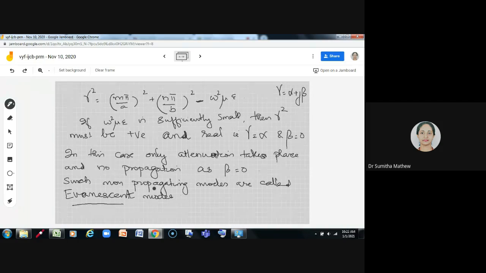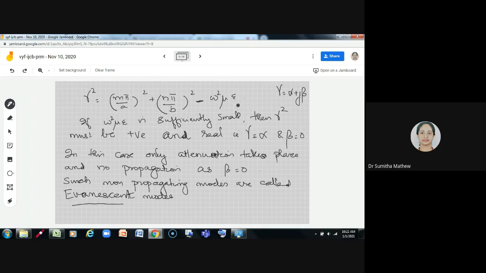Such non-propagators are called evanescent modes. That's the definition of evanescent modes. What are evanescent modes? Those modes which have only attenuation and no propagation. They are simply getting reduced in amplitude, getting attenuated. Okay. When does that occur?